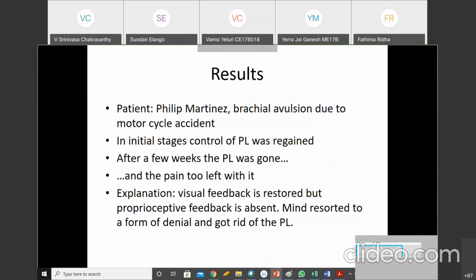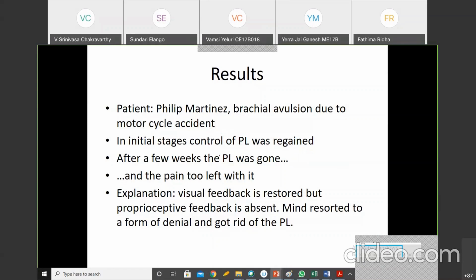So they tried this kind of a setup and wanted to study the effect of such a box on a phantom limb patient. They took this patient called Philip Martinez. This guy had phantom limb because the arm was not lost, but the nerves were cut off. Because of that, the arm sensation was gone, and so he was feeling the phantom limb. He was having a phantom limb experience.